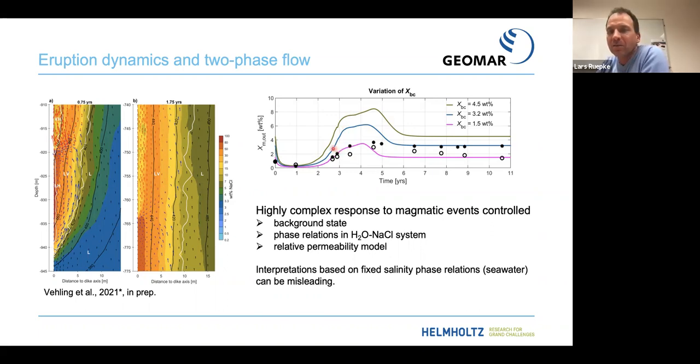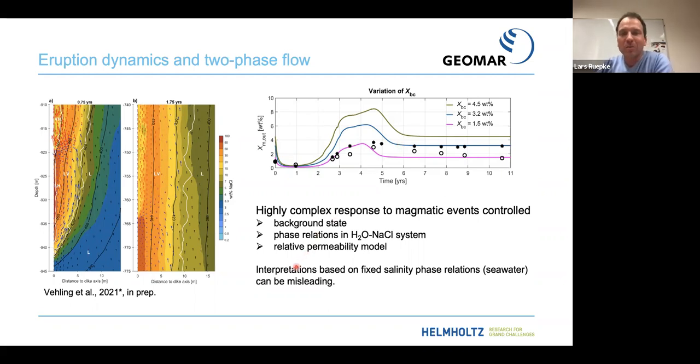How long that peak lasts is a function of temperature, permeability, and the relative permeability model. By varying these numbers, like the temperature of the background flow, the salinity of the background flow, the background permeability, and the permeability model, you can start to match these values. By that, you can drive these models to match the data. And then you get insights into the hydrological regime at depth, how the two phases are working, and what kind of phase assemblages we will have. And that can really tell you something about how these systems work.